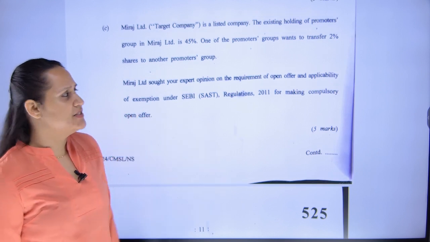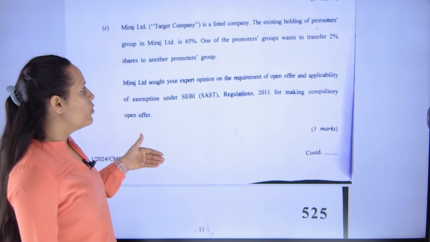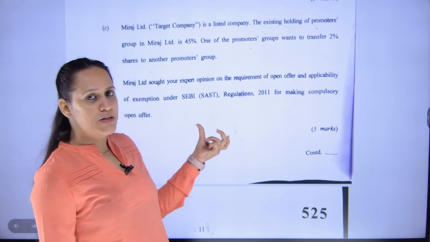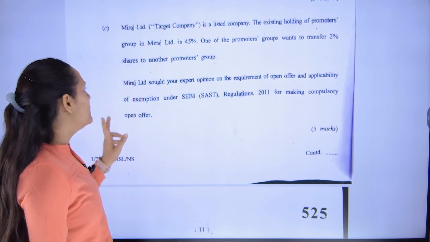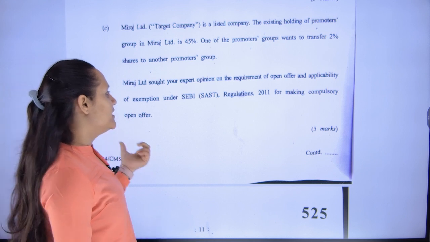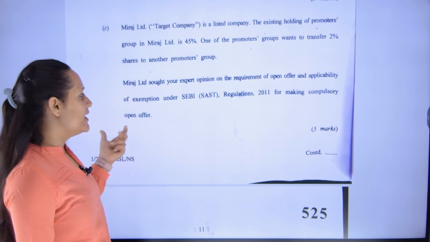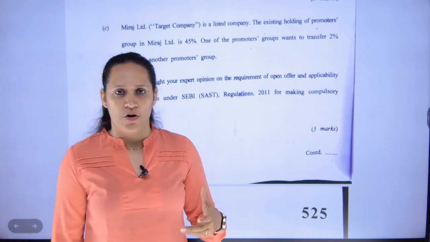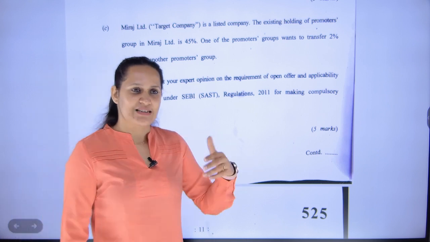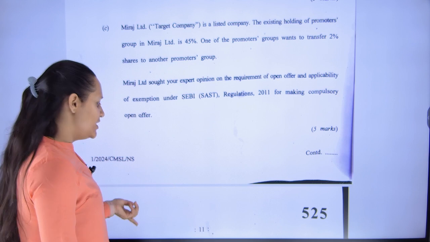One question from SAST regulations, that the target company is a listed company. The existing holding of the promoter group is 45%. One of the promoters wants to transfer 2% to another promoter. They want to understand the applicability of SAST regulations for making a compulsory open offer under the regulations. Is there any exemption that is applicable or not? Again, it is a direct question and one of the favorite questions of the institute. Interstate promoter transfer is a common question that they always ask from the SAST regulations.